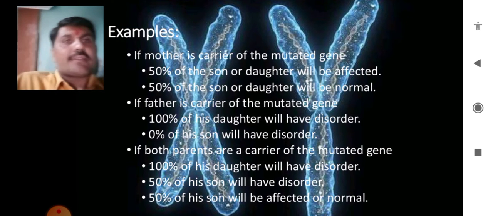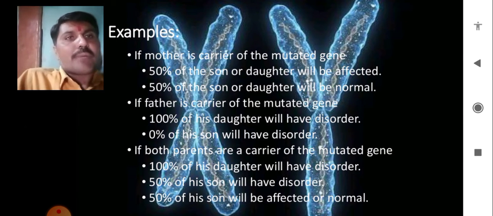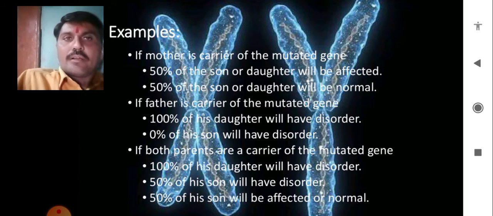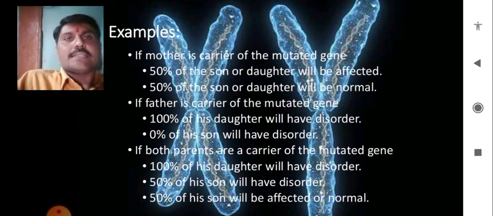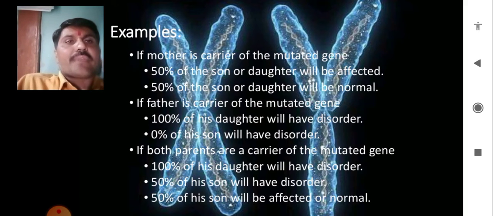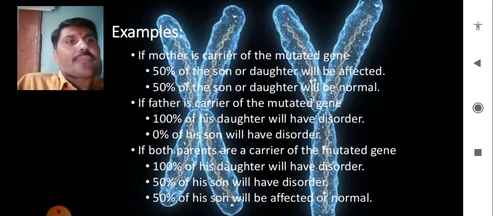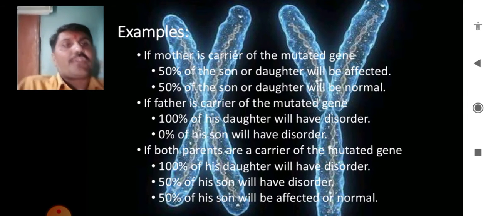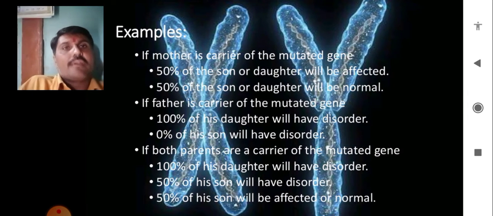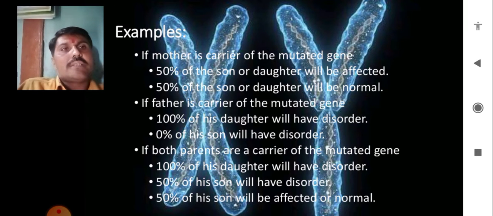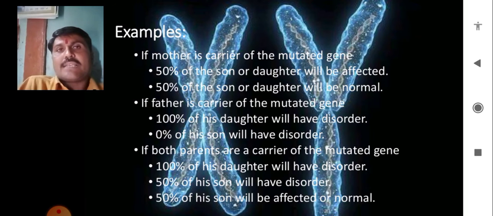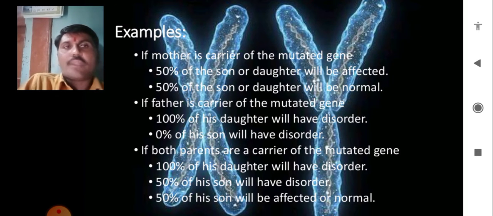So we'll repeat this pattern once again. If a mother, in this case, is a carrier of the disordered or mutated gene, then the expected progeny is that 50% of the sons or daughters will be affected, and 50% of the sons or daughters will be normal. This is when the mother is the only carrier of the mutated gene; in this case the father is normal and the mother is the only carrier.